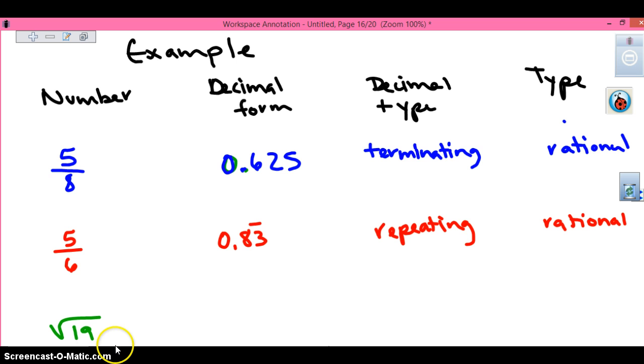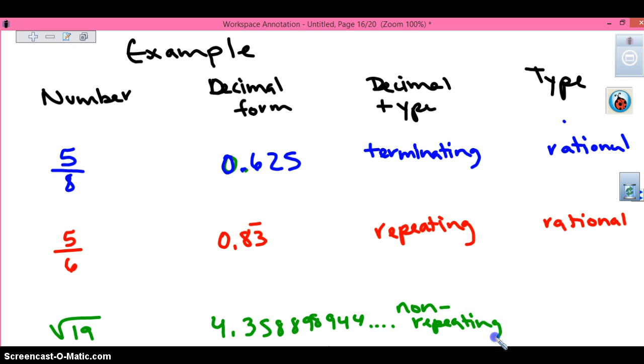What about the square root of 19? The square root of 19 is equal to 4.358898944, and it goes on and on. Is this decimal repeating? No, it's non-repeating. Therefore, this number is rational or irrational? Irrational.